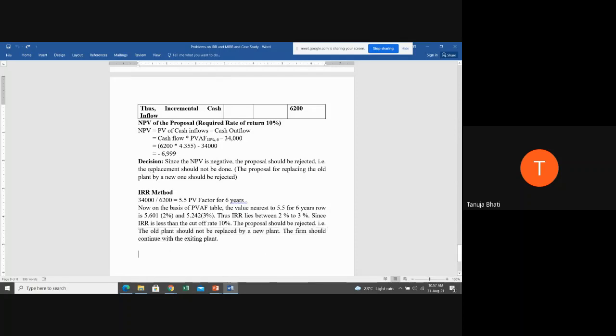So under the NPV method we saw how to take a replacement decision, and under the IRR method also we saw how to take a replacement decision. Now, can anyone tell me why we didn't use the formula and find the exact IRR? Was it required? Obviously, when we know the cutoff rate is 10% and IRR is between 2 and 3%, the rate of return is less than the cost. Then you need not solve it using the formula.